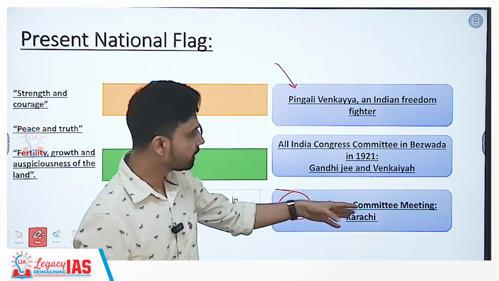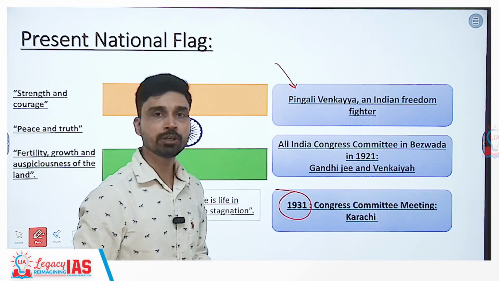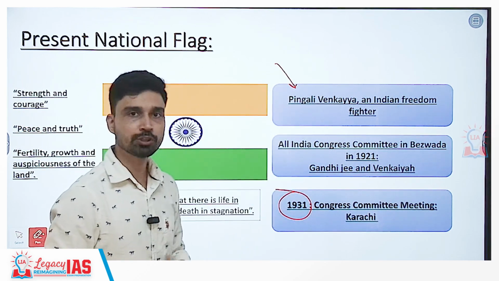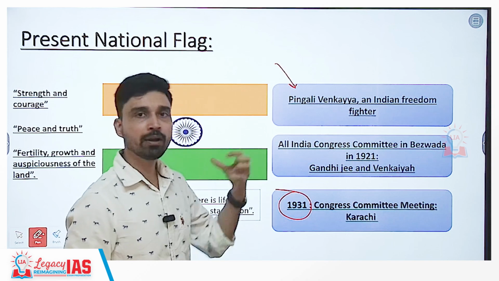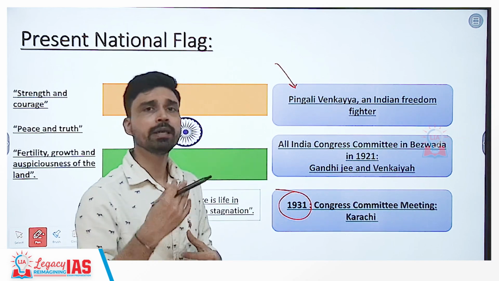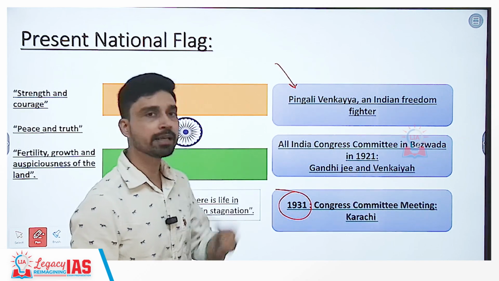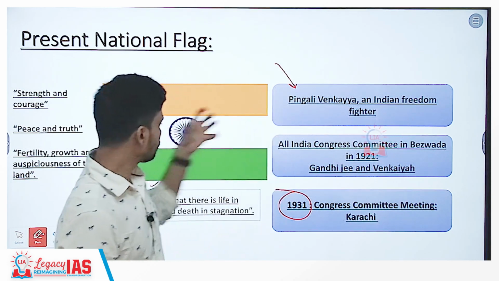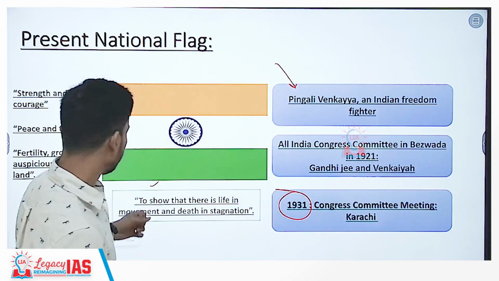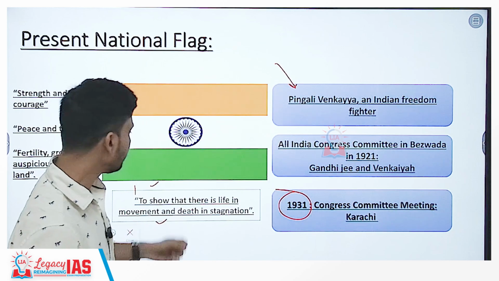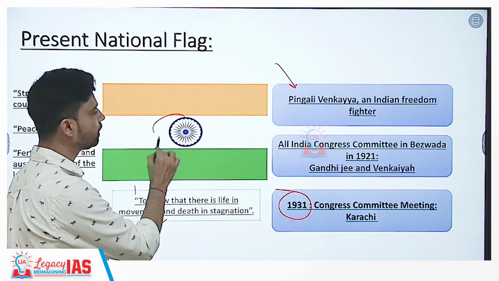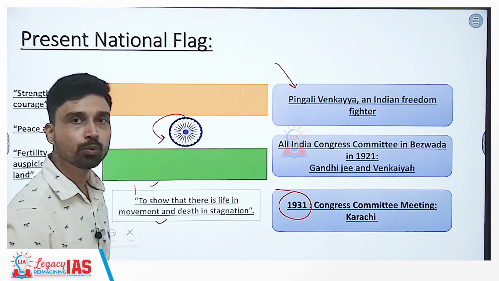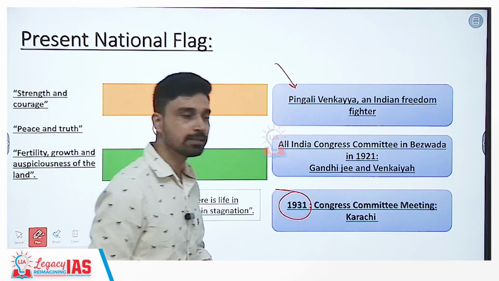and finally, in the year 1931, at the Congress Committee meeting that happened in Karachi, the flag was accepted as a symbol of the Indian struggle for independence and to represent the will of the people of India, and this was accepted as the national flag. Now, to show that there is life in movement and death is stagnation, that is the symbol which is resonating with the Ashoka's wheel that is in the central part of the flag.